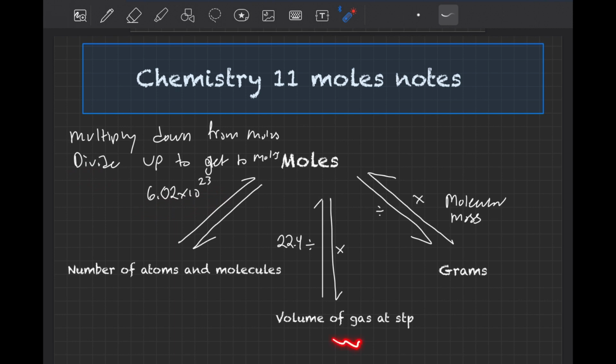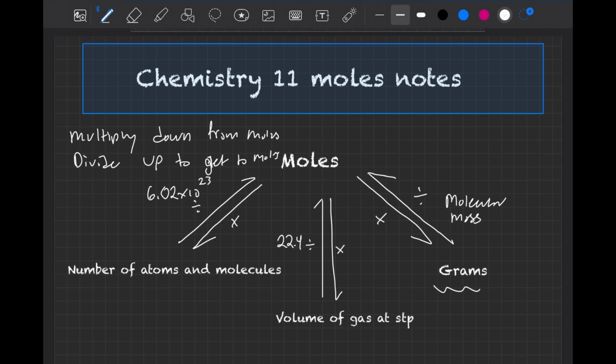If we're at the volume of gas at STP and we're trying to figure out how many moles, we would divide by 22.4. And if we're at the grams of something and we're trying to figure out how many moles we have, we would, this is a typo, it should be divide. So if we're at grams, we would divide by the molar mass. And yeah, multiply down, divide up.